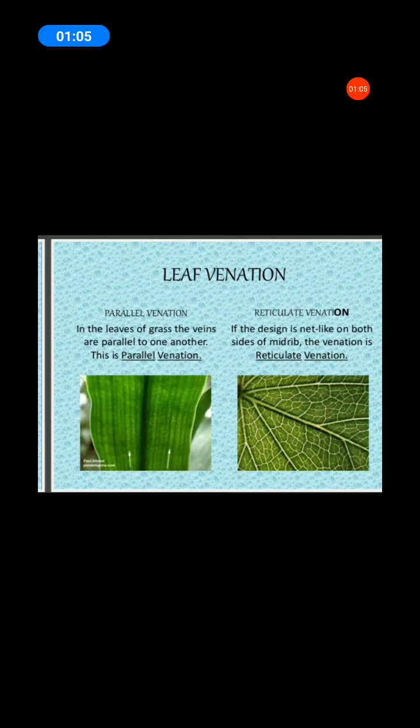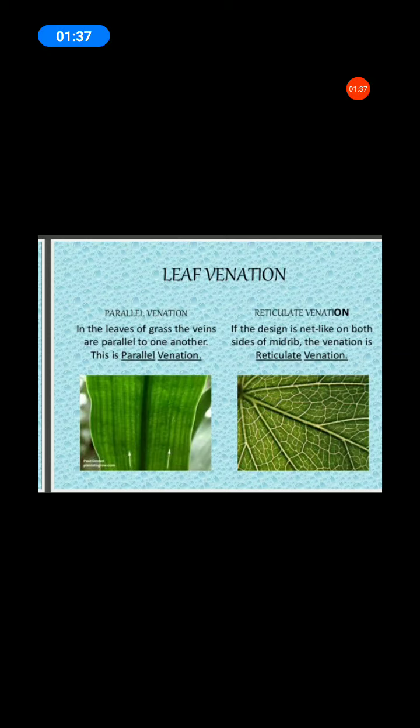Next, creepers. What are creepers? Plants with weak stems that cannot stand upright but spread on the ground are called creepers. Example, pumpkin. Next, climbers. What are climbers? Plants that take support and climb up are called climbers. They take support from other plants.